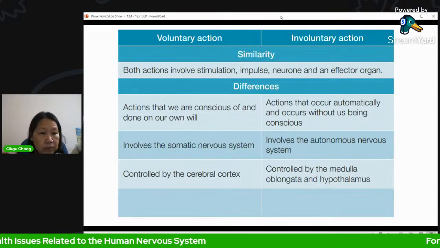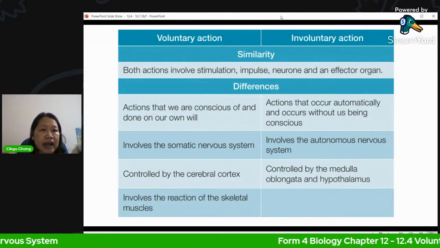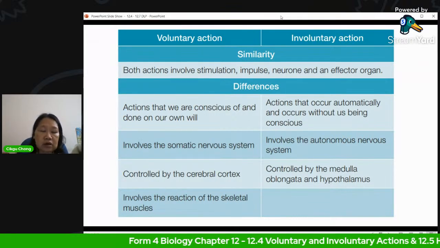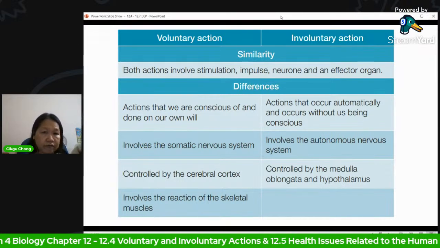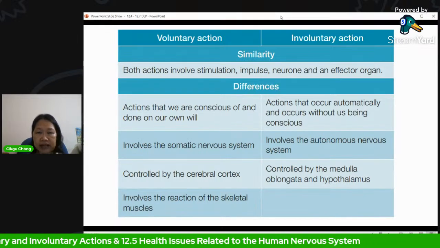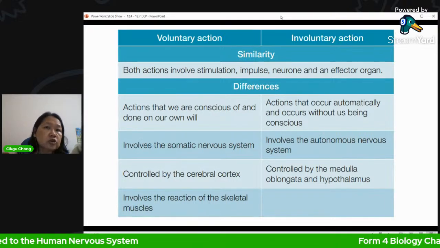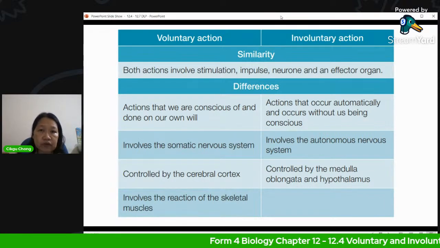And one more. What type of muscle is involved? For voluntary action, it's always the skeletal muscles, the muscles that are in your limbs, your hands, your arms, your legs, your foot, and on your stomach and all that. These are skeletal muscles that you can control the action of. You can control whether you want it to contract or relax, to pull parts of your body.